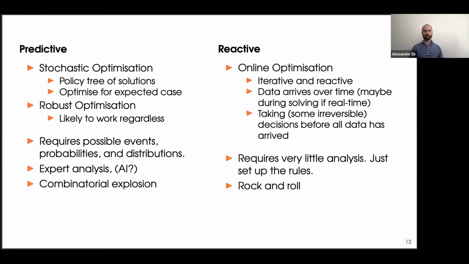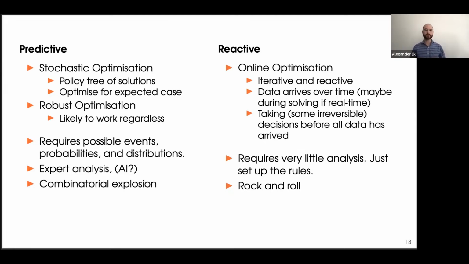The predictive one, we want to predict all the possible things that can happen. Right, so here we have stochastic optimization or robust optimization. So we're creating a policy tree of solutions, right? So if this, then do that, and if that happens, then do that thing, right? We optimize for the expected case in stochastic, and we want to make sure that it's likely to work regardless of what happens in the robust case, right?